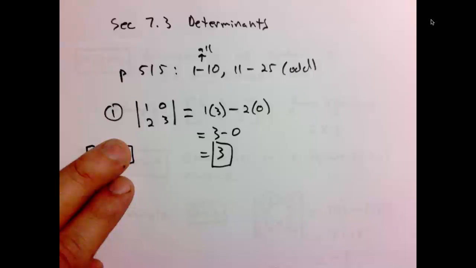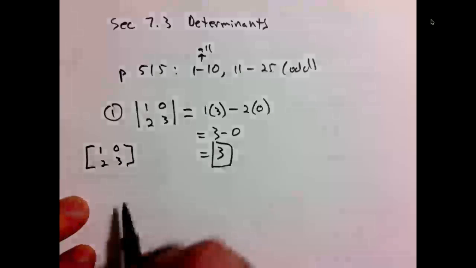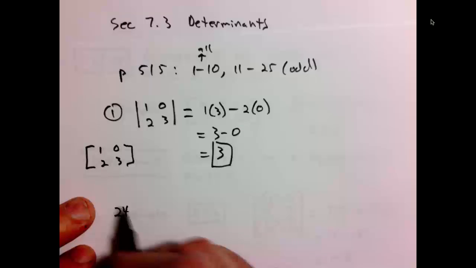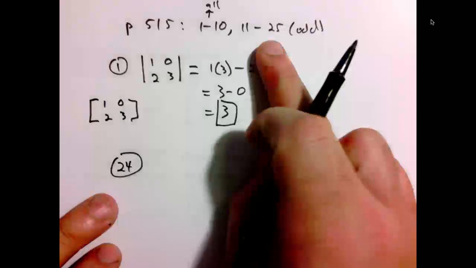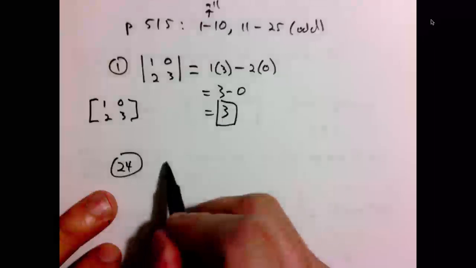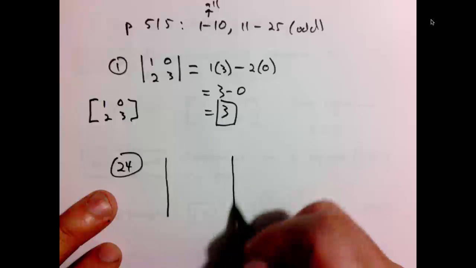Now I'm skipping on down and looking at number 24. Okay, 24 is a 3 by 3 matrix. You are doing 11 through 25, so I'm doing 24. This will help you with 23 and 25. All right.